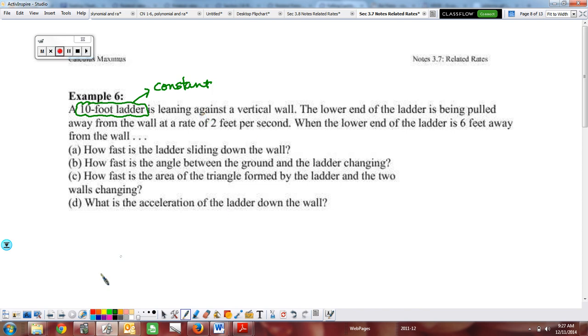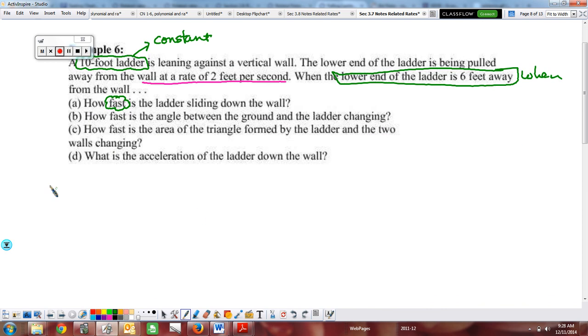All right. We are given some rates, so let's read through. The lower end of the ladder is pulled away from the wall at a rate of 2 feet per second. So that's changing the horizontal leg of the triangle. And then when the lower ladder is 6 feet away, so there's my when. And then they have different questions. They're asking how fast is the ladder sliding down the wall. So, a classic related rate problem: I'm being given a rate and some information and a when, and I'm trying to figure out how fast.